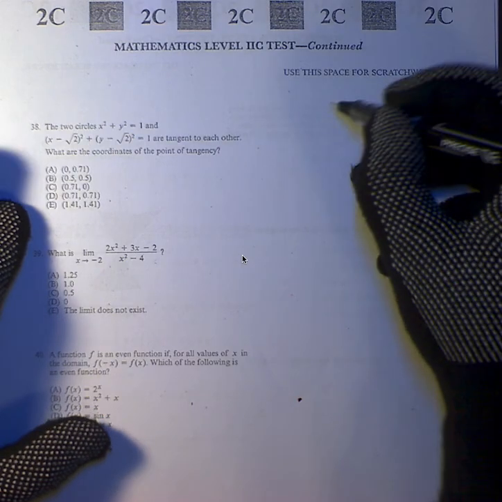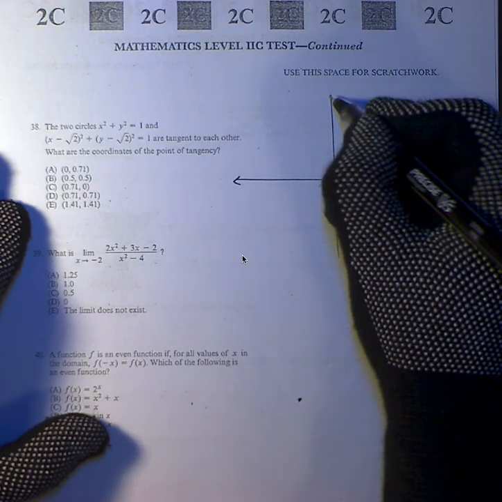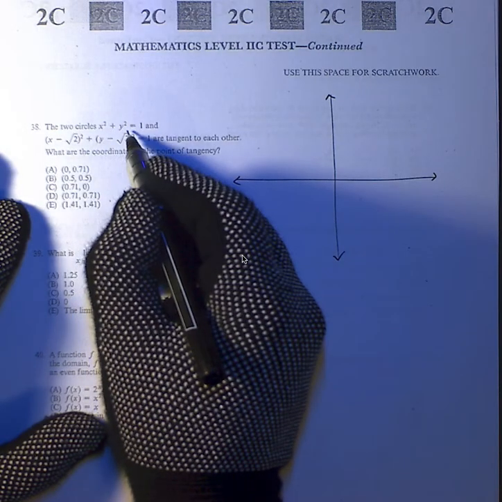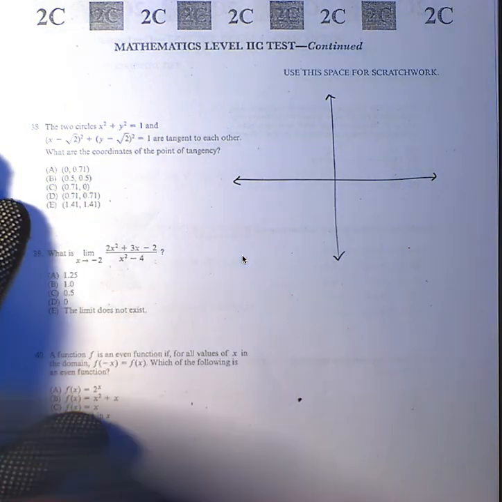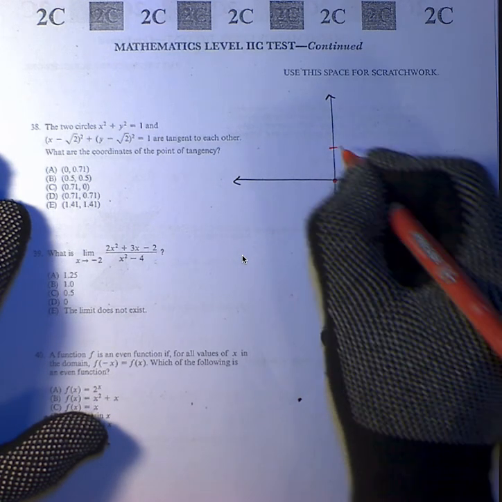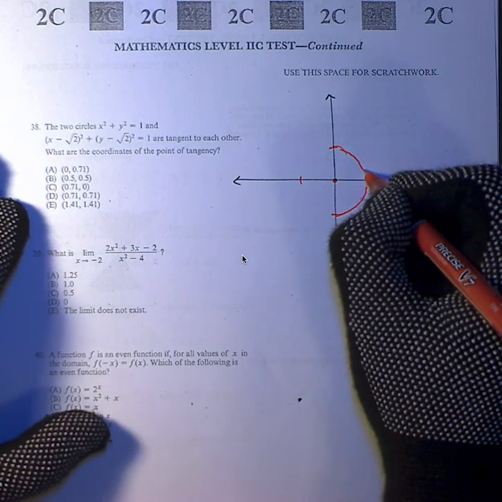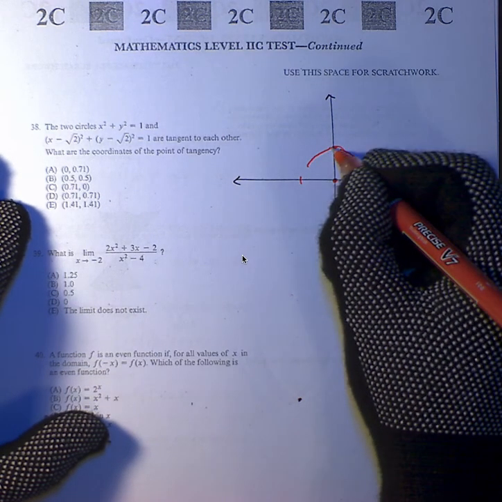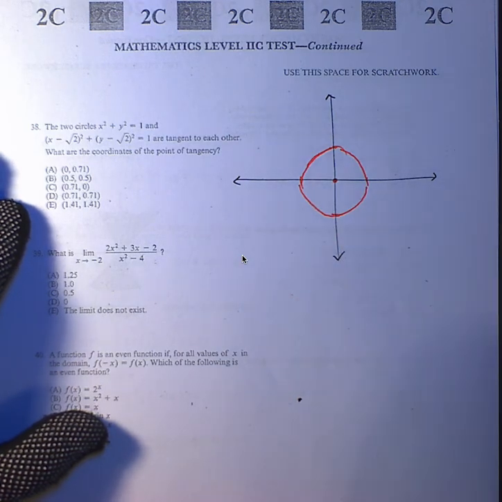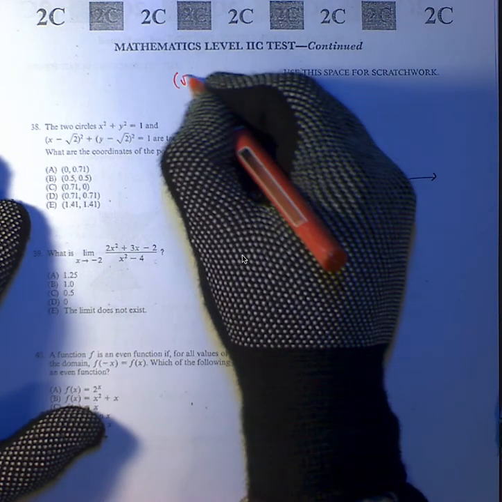Here, the easiest way to deal with this is to graph them. And then you could quickly eliminate a lot of silly answer choices and go from there. Now the first circle, x squared plus y squared equals 1, is centered at the origin and has a radius of 1. So that circle looks something like this. And the second circle has a radius of 1 and is centered at root 2 comma root 2.